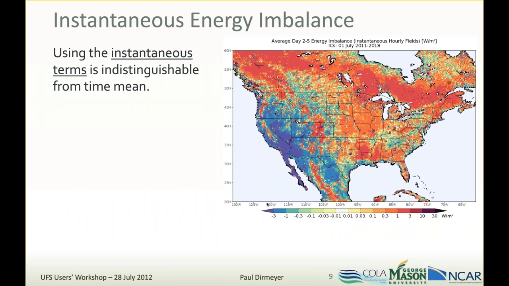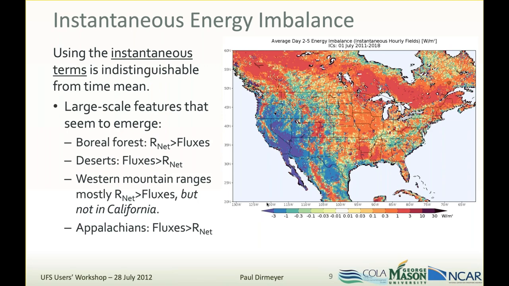This isn't exactly the same map; this is now the instantaneous terms, but it's almost indistinguishable from the time mean version that I showed before. We see features. Red is where net radiation is larger than the total of the surface fluxes. The boreal forests across Canada show up very clearly in that color. The deserts in the Southwest show up as blue. There, the fluxes are larger than the net radiation.